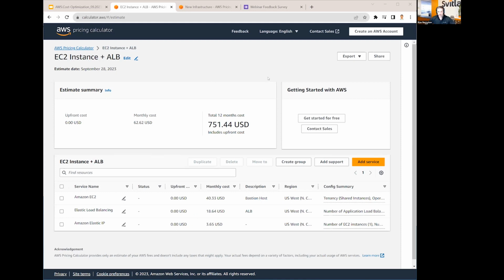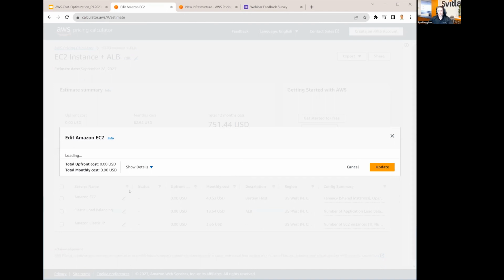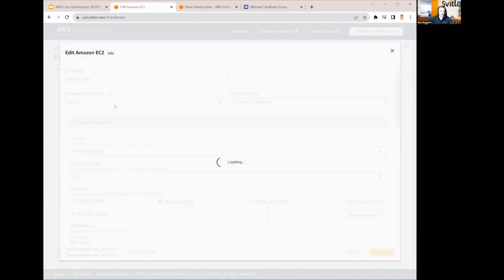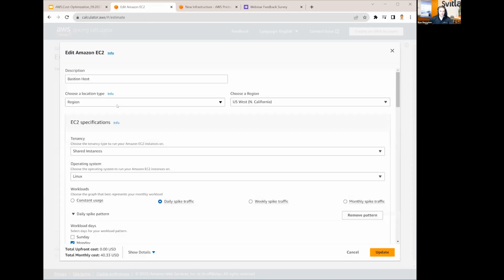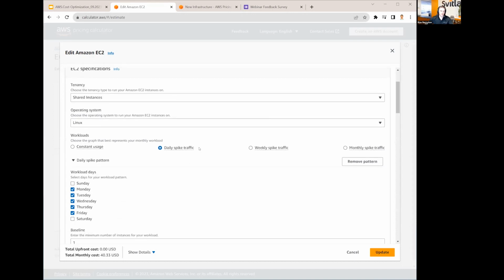After you design this infrastructure, you may update it. For example, this is an EC2 instance. We may go to it and take a look at what is inside. So, for example, it's called a Bastion host. We may choose region. We may choose even predefined parameters. Try to estimate what will happen if we apply a predefined workload.